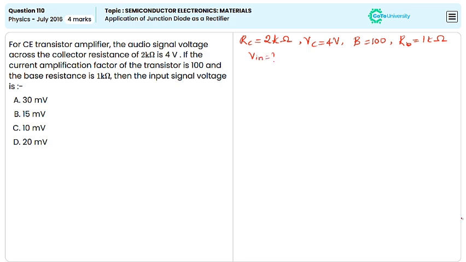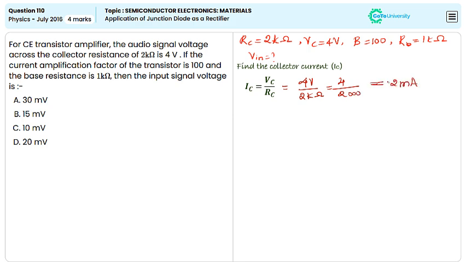The collector current IC is given by Ohm's law as IC equals VC by RC, which equals 4 volts by 2 kilo ohms, which is 4 by 2000, that's equal to 2 milliamps.